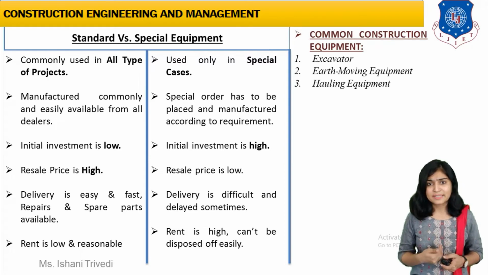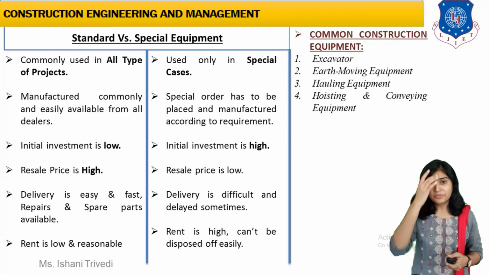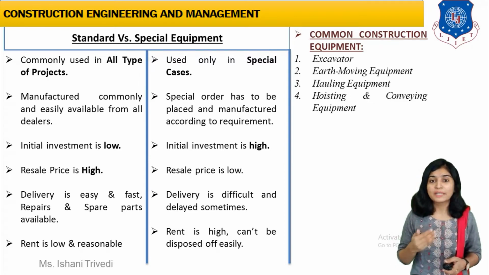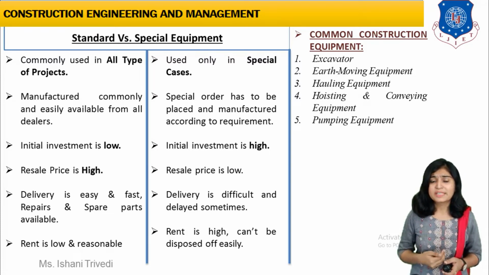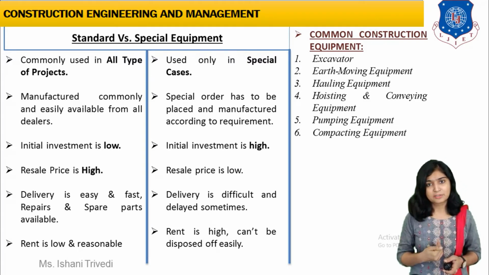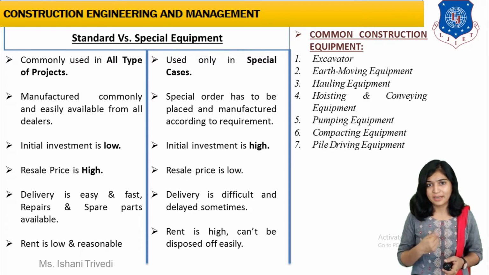First we have the excavator. Then we have earth moving equipment. It means the soil, right? Earth moving means removing a large portion of soil from the ground. That is earth moving equipment. Next we have hauling equipment, right? You have to transport heavy loads, that is hauling equipment. Then we have hoisting and conveying equipment, that is belt conveyors. Pumping, that is concrete pumps, are available for forcing the concrete to a greater height.